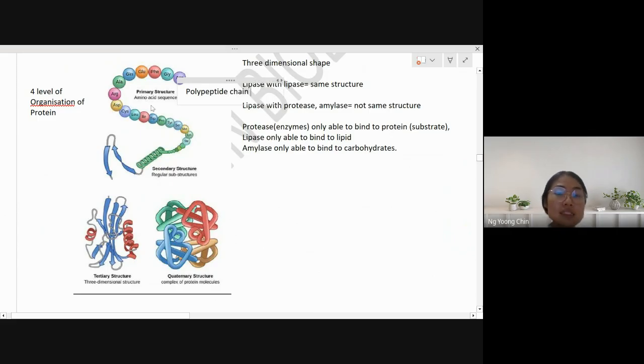Then this polypeptide chain will fold and become the secondary structure. There are two kinds of secondary structure, for your information. We call them beta pleat and alpha helix.